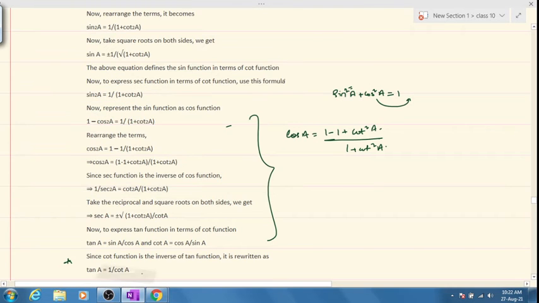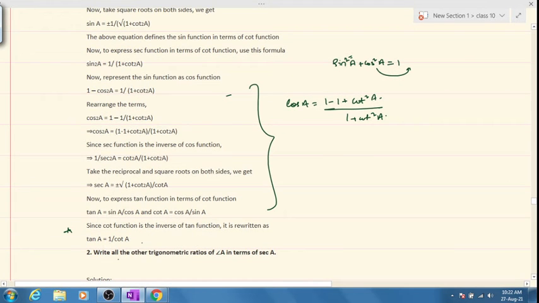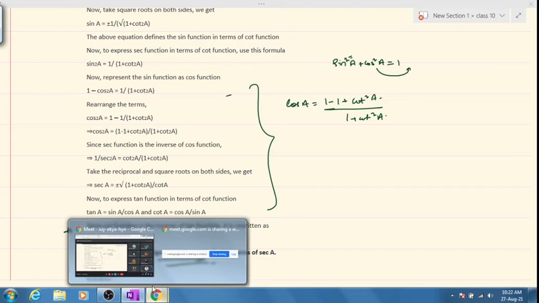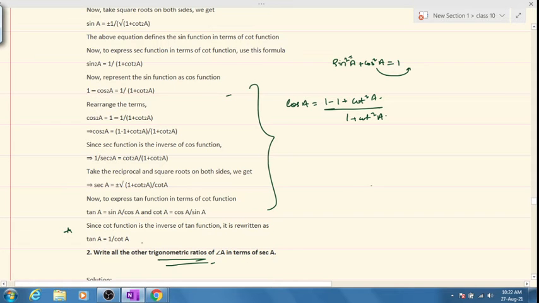Moving on to the next set of numericals, question number 2. Write all the trigonometric ratios of angle A in terms of sec A. What does it mean? Did everybody understand the question properly? Write all the trigonometric ratios of angle A in terms of sec A. Meaning sin A you'll have to write in terms of sec. All sin, cos, sec, cot, cosec, everything needs to be written in form of sec A.